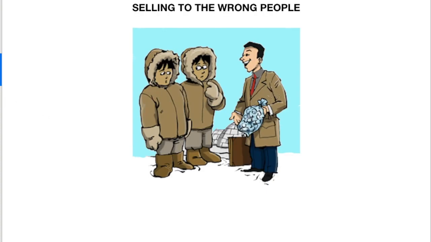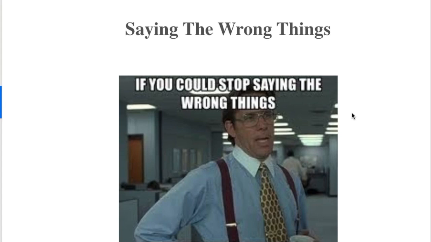What's another mistake? The number two mistake is saying the wrong things. Even if you find the perfect buyer, we tend to say the wrong things. If you could stop saying the wrong things, that would be great. What are the wrong things? The wrong things are when you just copy and paste Amazon's or suppliers' text.